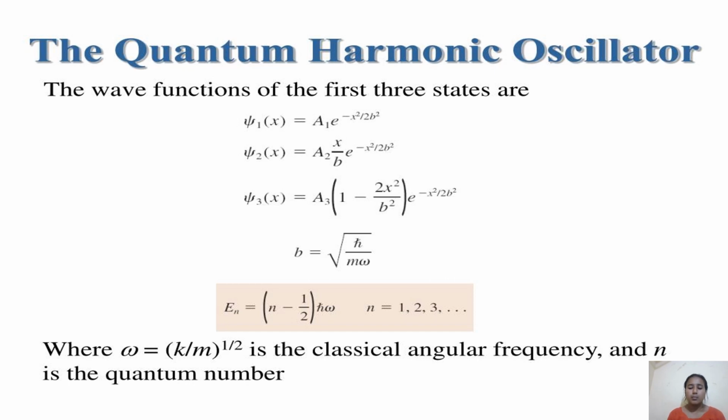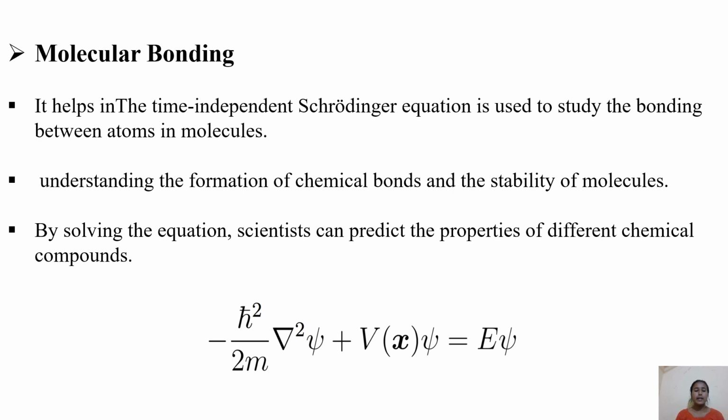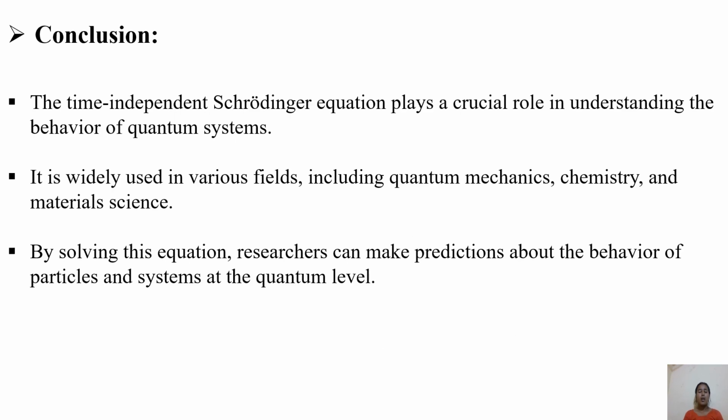and n is the quantum number. Molecular bonding. The time independent Schrodinger's equation is used to study the bonding between atoms in molecules, understanding the formation of chemical bonds and the stability of molecules. By solving the equation, scientists can predict the properties of different chemical compounds. −(ħ²/2m) ∇²ψ + V(x)ψ = Eψ.